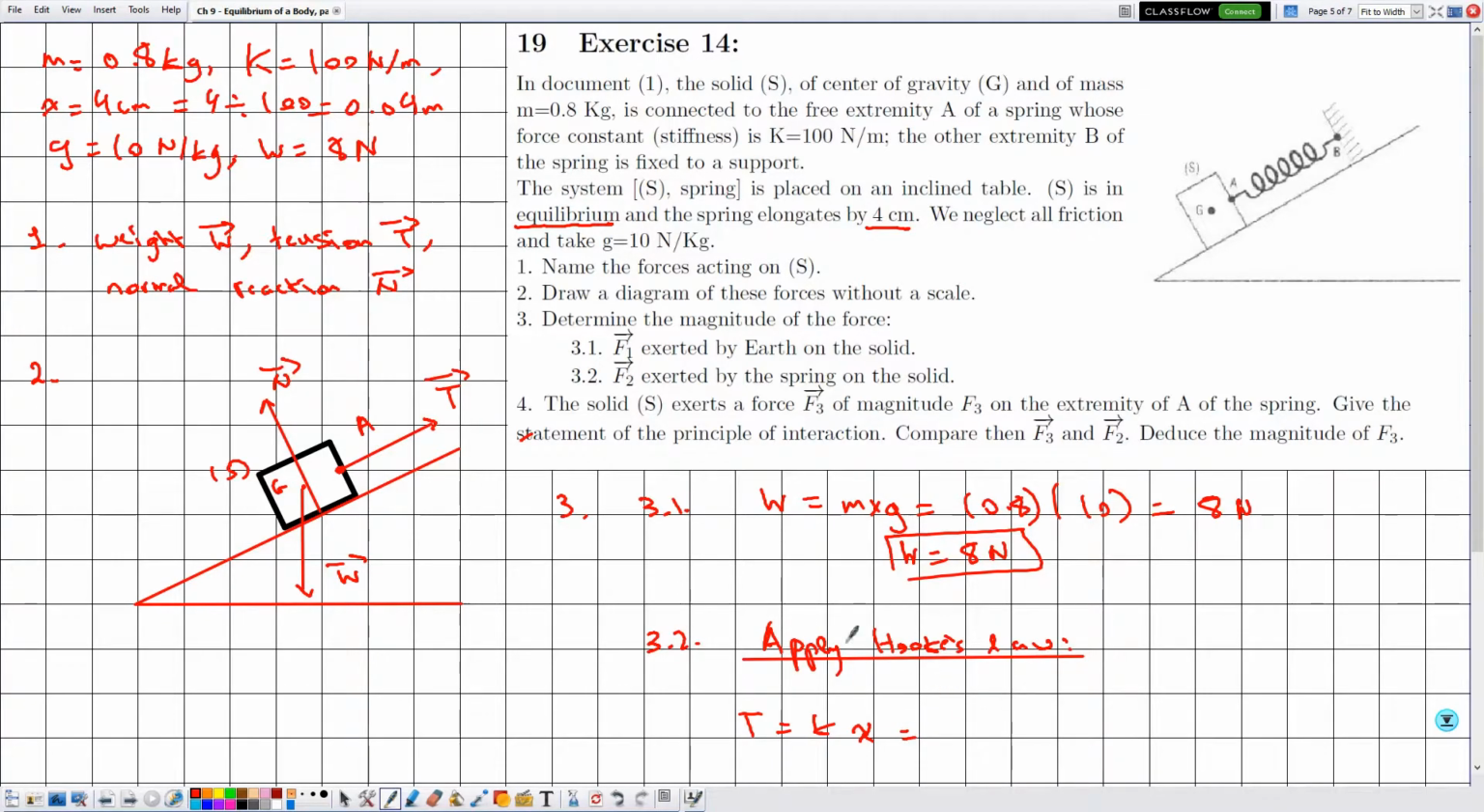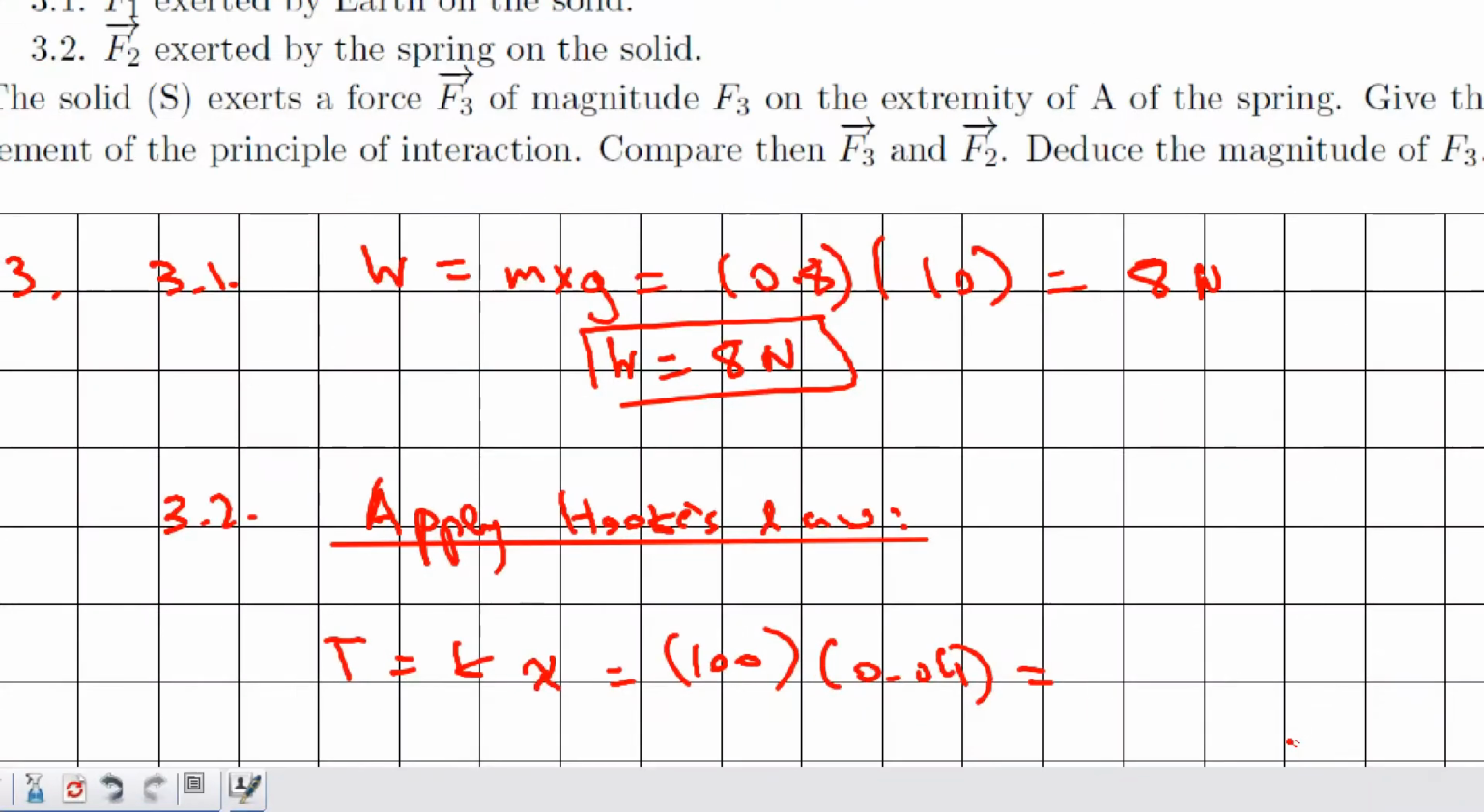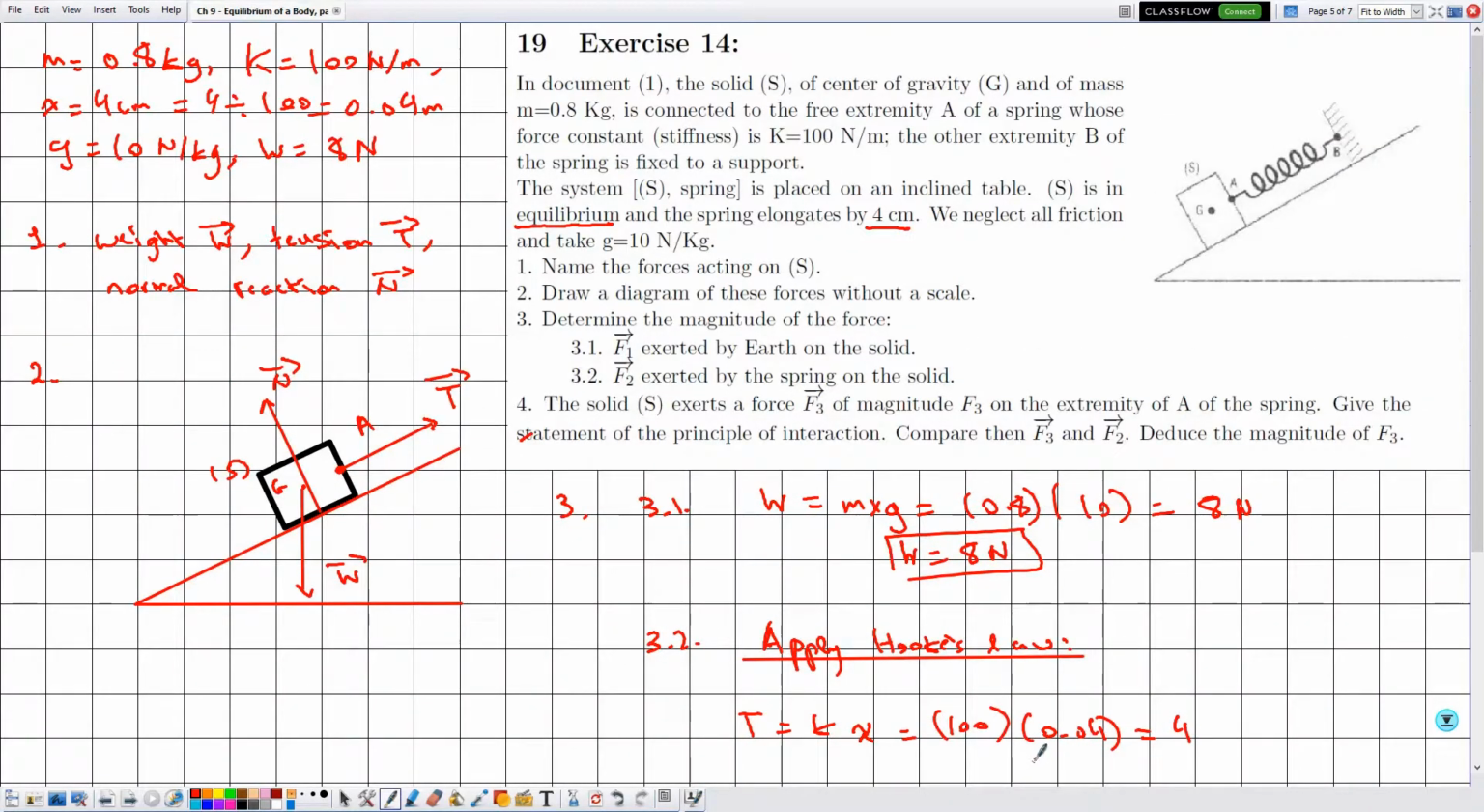Now the value of K is given by 100, and the value of X is given by 0.04. Now plugging this on the calculator, the value of T is given by 4. Since K and X are expressed in the SI, the value of T will be in the SI, which is in newtons, then T is equal to 4 newtons.